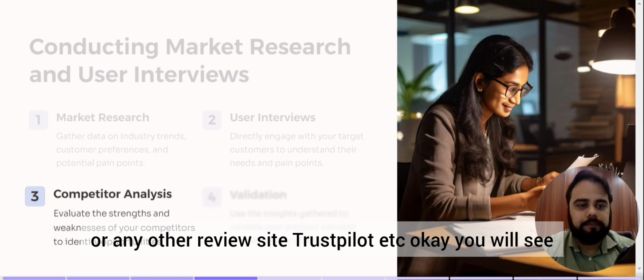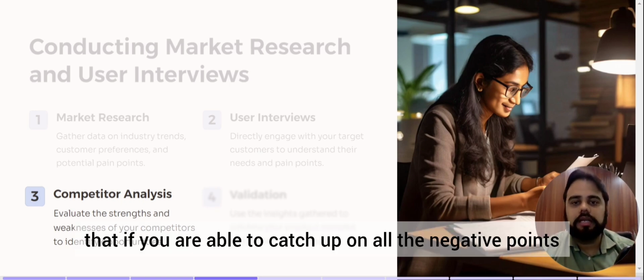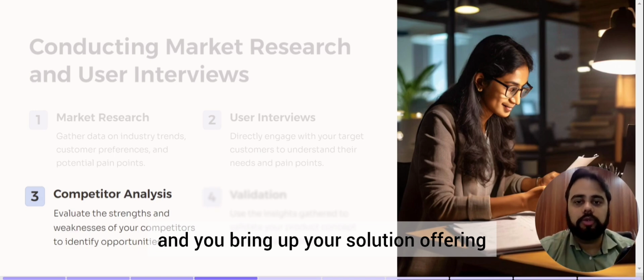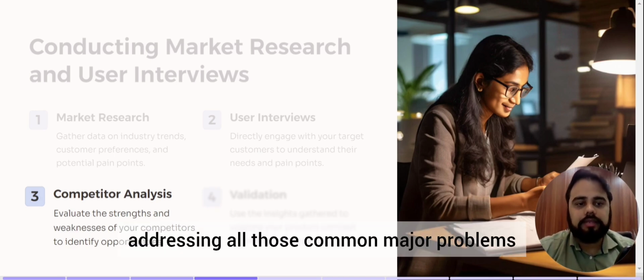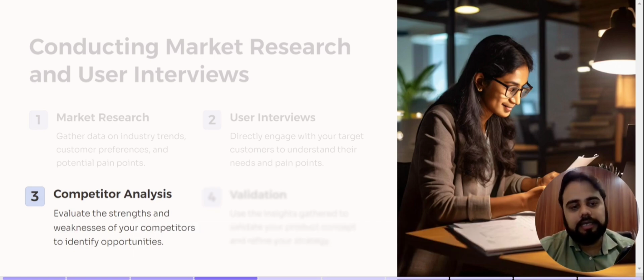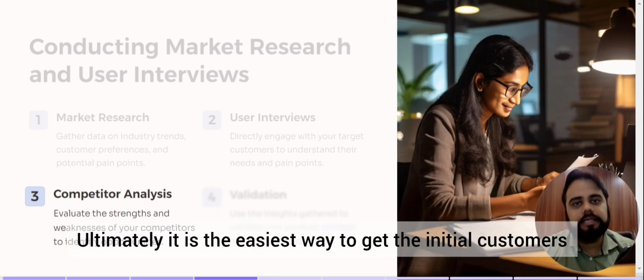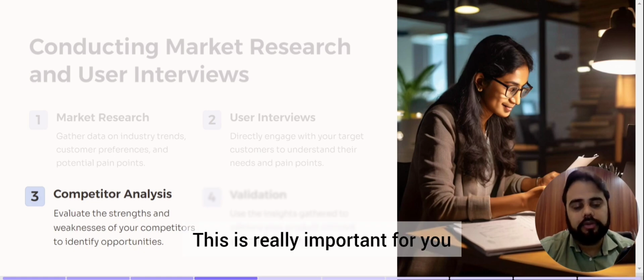You will see that if you are able to catch all the negative points and bring up your solution offering, addressing all those common major problems highlighted by their existing users, ultimately it is the easiest way to get the initial customers. So note this down, this is really important for you.